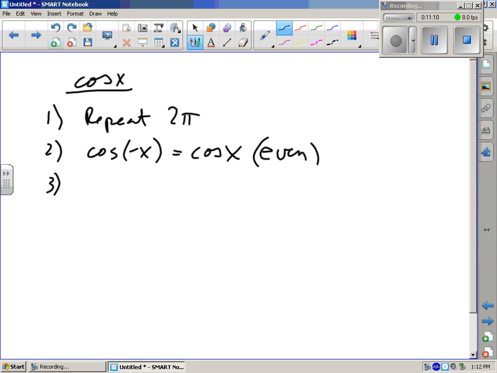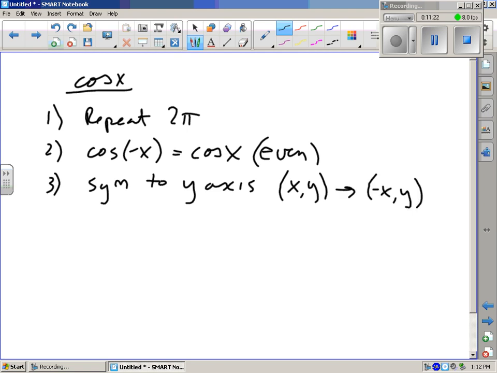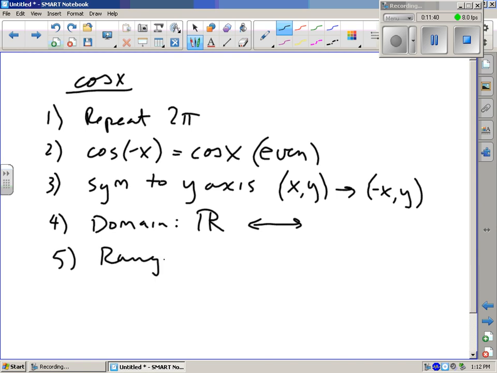All right, number 3, the graph is symmetric to the y-axis. That means if you have x, y, you also have negative x, y. So 3, 4 and negative 3, 4, they're both on the graph. Number 4, the domain is the reals again, meaning the graph goes forever because it repeats right and left. Number 5, the range is still from -1 to 1. We're not allowed to go above or below that.